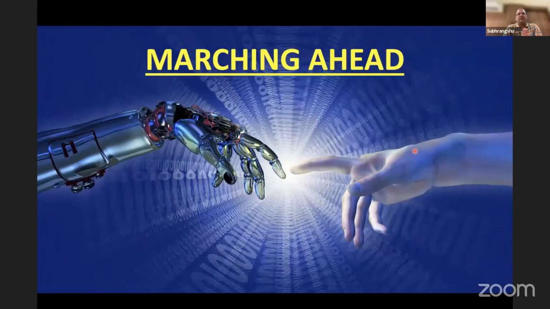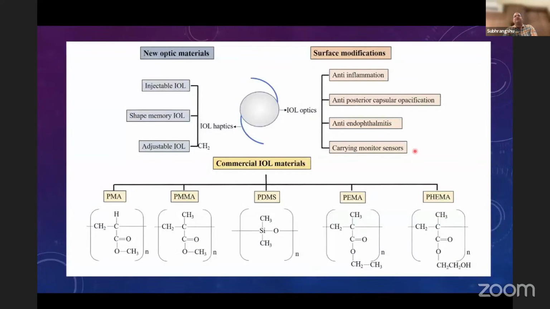Now, I'll just conclude my presentation with a few slides on the way forward. So, of course, there are newer optic materials, like, for example, we are looking at injectable IOLs, shape memory IOLs, light adjustable IOLs, and some surface modifications like anti-inflammatory substances, then modifications which will actually inhibit PCO, anti-endophthalmitis, and also IOLs carrying monitor sensors.